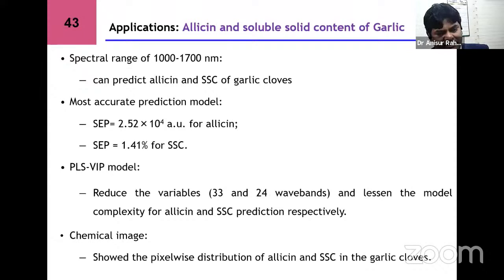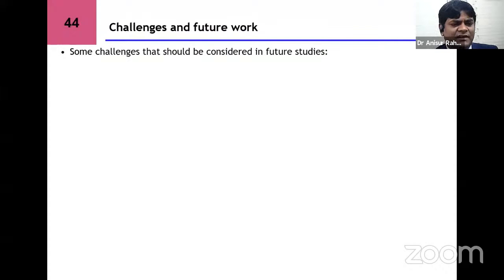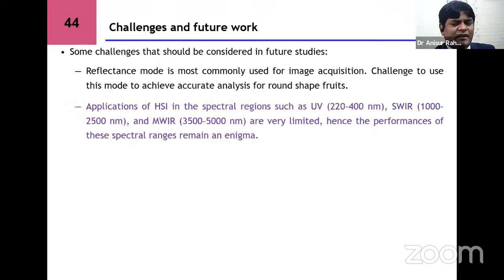However, this is the current application, so there are some challenges and future work for hyperspectral imaging. What can we do for hyperspectral imaging? Most hyperspectral analysis uses reflectance mode, which is most commonly used for image acquisition. The challenge is using this mode to get accurate results for round-shaped food. If the food is round and you put the light here, it gives diffuse reflection. It's difficult to get a good result.